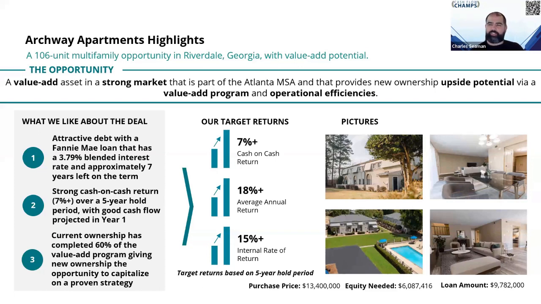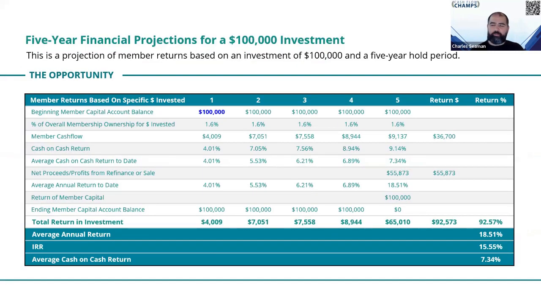Next slide. Next slide, Prashant. Okay, so here we have some information about the projected returns. So this is what it would look like if somebody was to invest $100,000 in the deal. So what you'll see at the very bottom right-hand corner, your total return on investment would be $92,573. Now, keep in mind, guys, this is a projection. This is not a guarantee, so just be clear on that, but a projection.